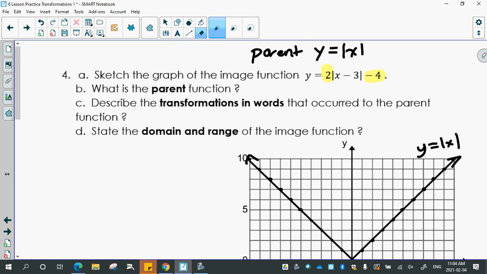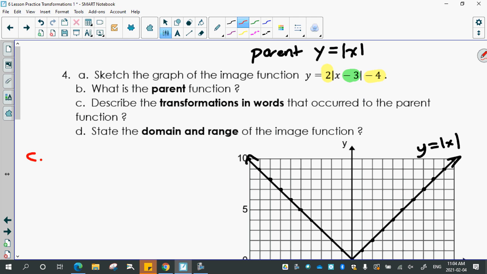And then I get my other color of highlighter out, green, and the only thing inside the absolute value bars of x is the -3. Okay? So I know when I'm listing out the transformations, which is part C, I'm going to list out vertical when I'm talking about the 2, vertical when I'm talking about the -4, but horizontal when I'm talking about the -3. Okay?